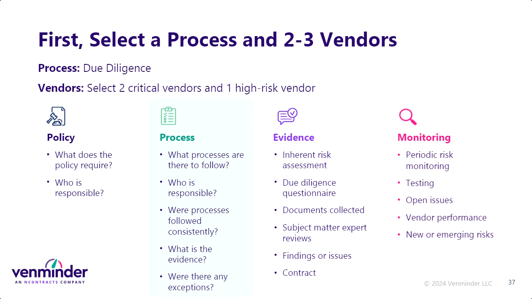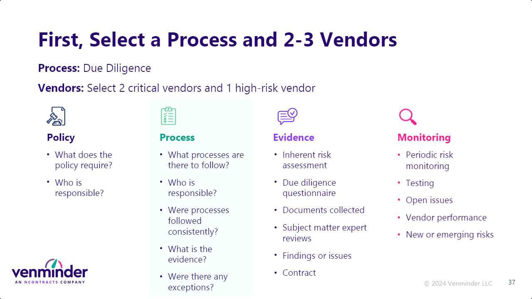From there, we're going to look at the processes. What processes did we have to follow? Who was responsible? Did we follow those processes consistently, right? So all the steps were completed, all the approvals were given, et cetera. And we have evidence that we did that, right? So we have evidence that says, yes, we can track this approval from so-and-so, we have everything in our system, whatever it may be. And you also want to look if there were any exceptions and how they were handled.